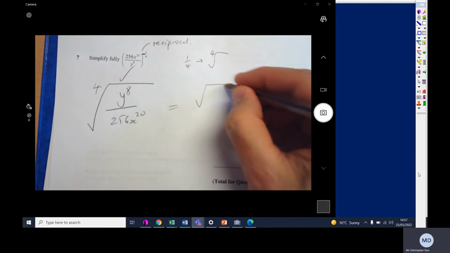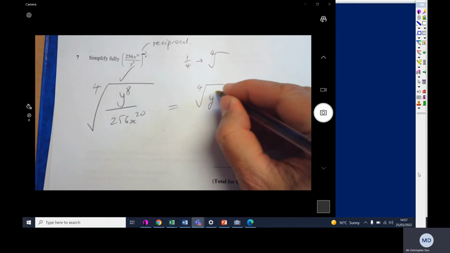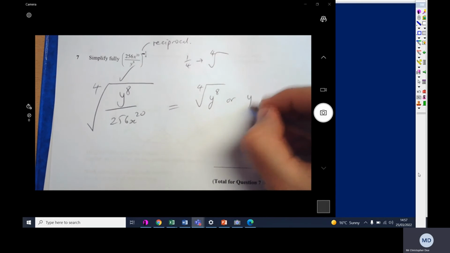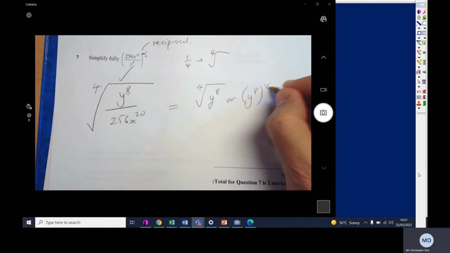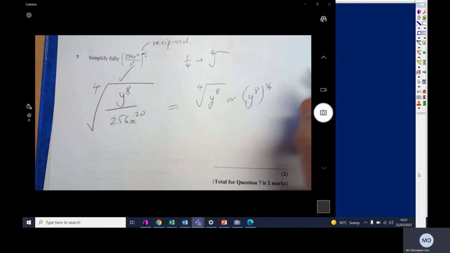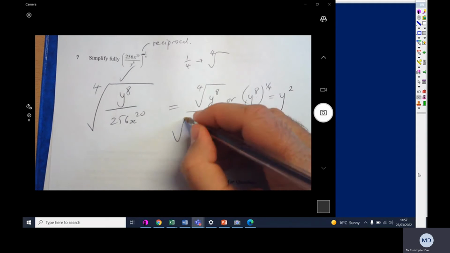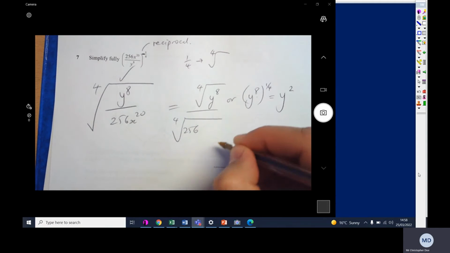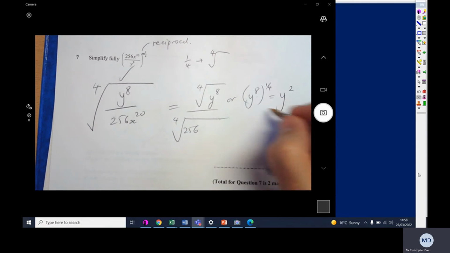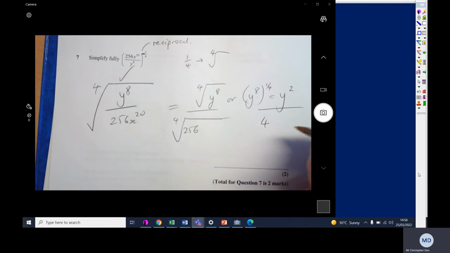And the best way to do that is to do the 4th root of y to the power of 8, or to think of it like this, y to the power of 8 to the power of a quarter. You multiply the powers together. So on the top is y squared. You do the same on the bottom. 4th root of 256 is 4, because 4 times 4 times 4 times 4 is 256.